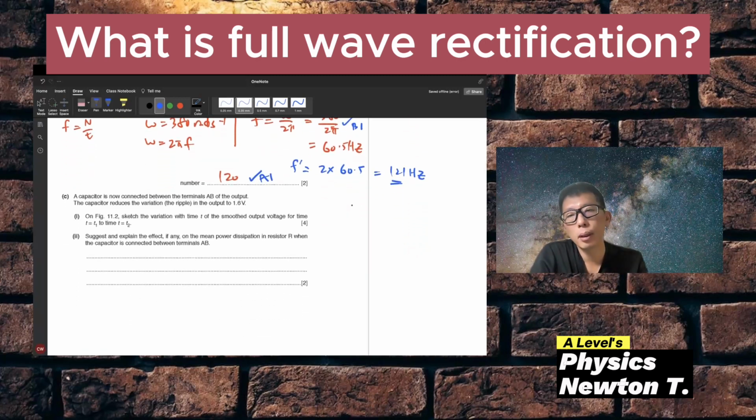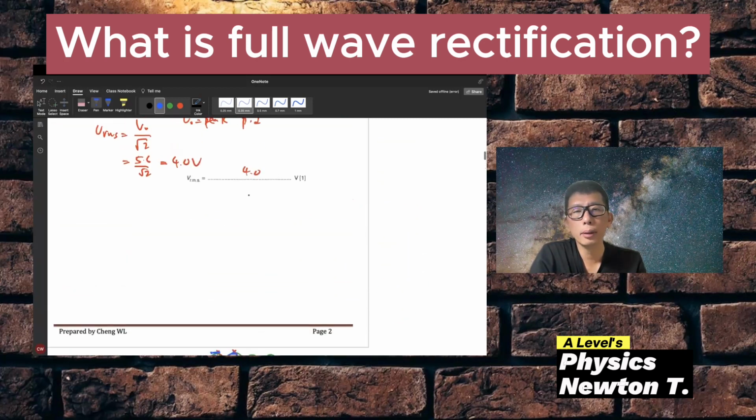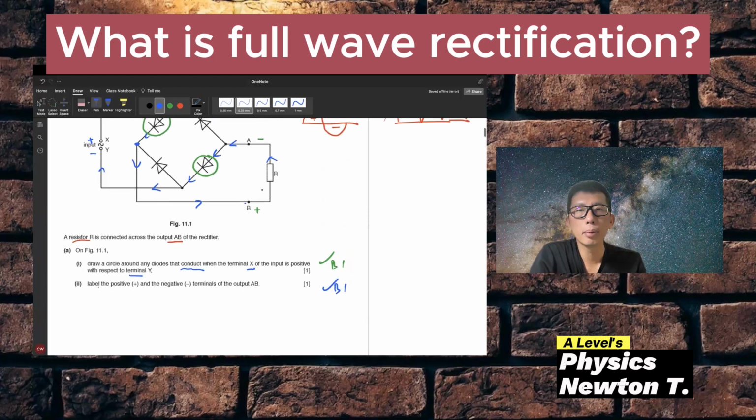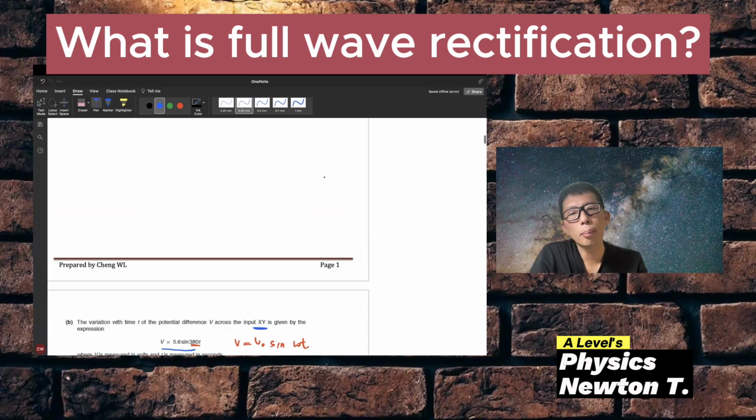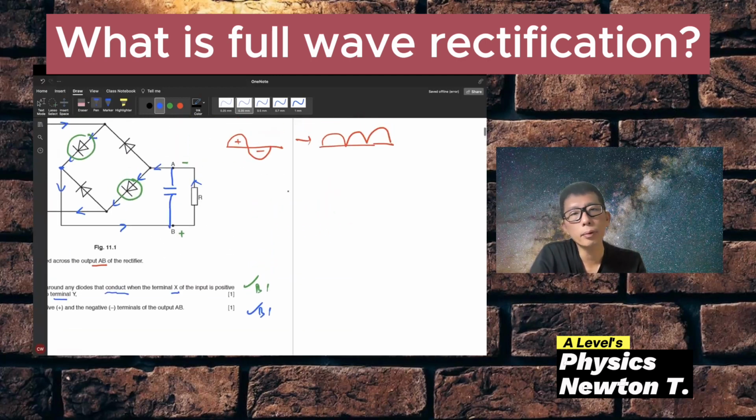Okay, next one, C. A capacitor is now connected between the terminals A and B of the output. The capacitor reduces the variation of ripples to 1.6. The meaning of ripples is, when you put another capacitor here, then what will happen now is, for the full wave rectification, let me explain again how the capacitor functions. So for this capacitor, there will be 2 functions.